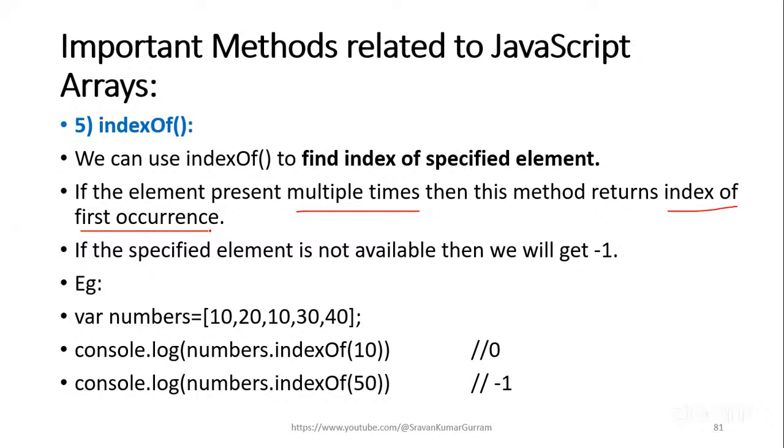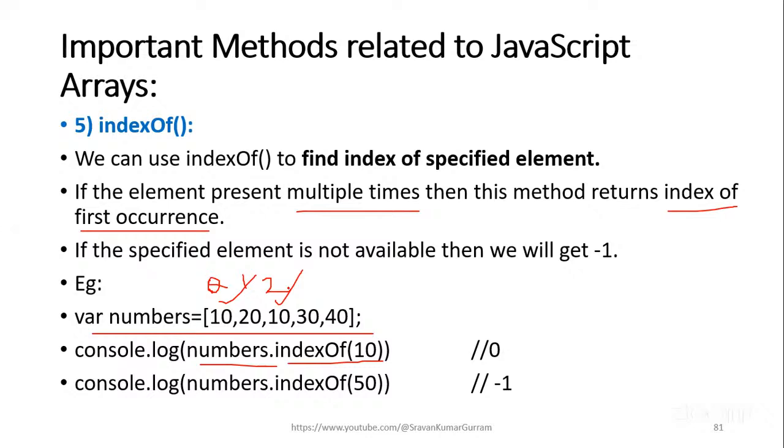Okay. For example, in the given array, we have 10 multiple times, two times in this example. If we write indexOf 10, array name numbers dot indexOf 10, actually we have two indices for 10. 0, 1, 2. So the number 10 indices are 0 and 2. So we have two indices for the element 10.